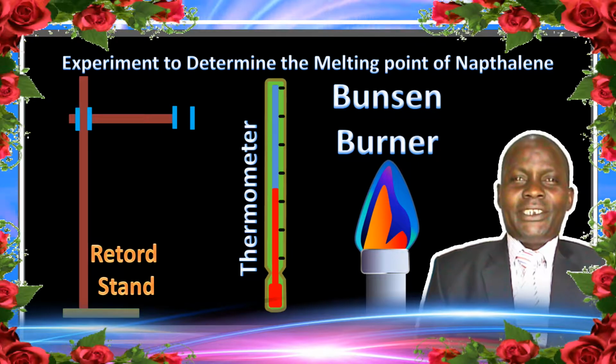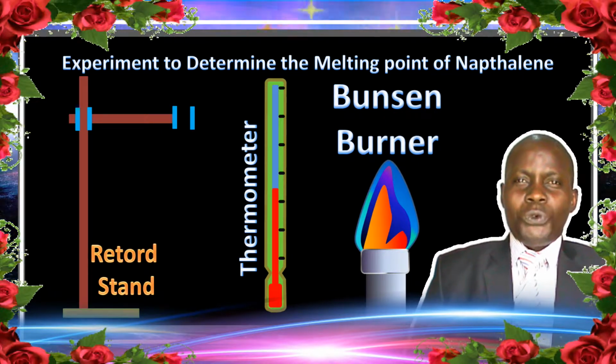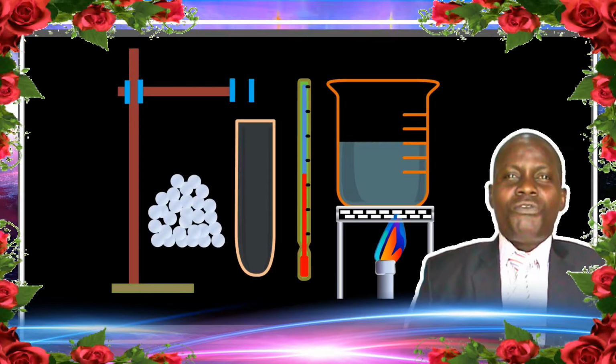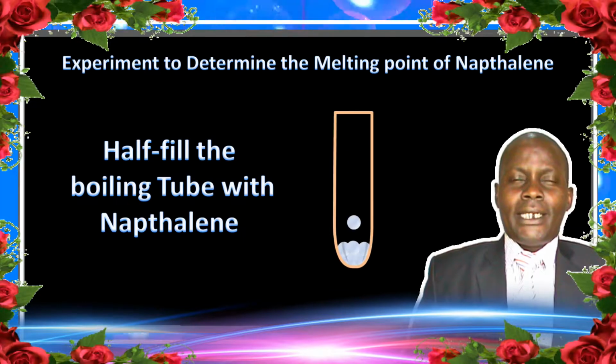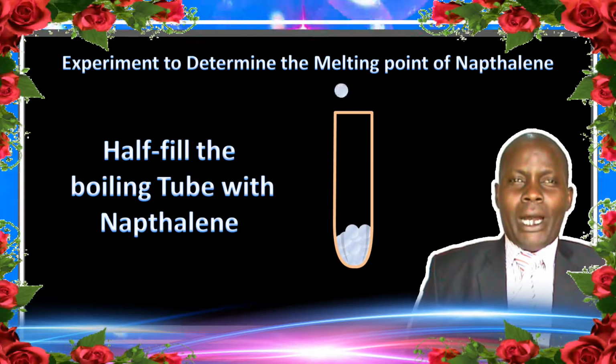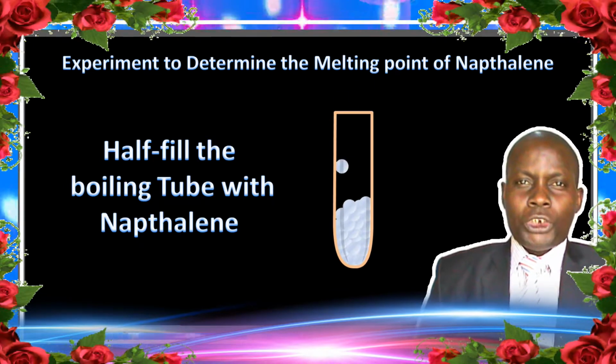Joshua once again. This time we are going to discuss the effect of heat during the change of state. We can study the effect of heat by carrying out an experiment to determine the melting point of naphthalene.